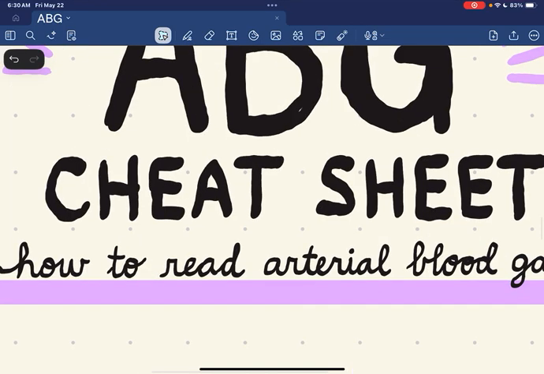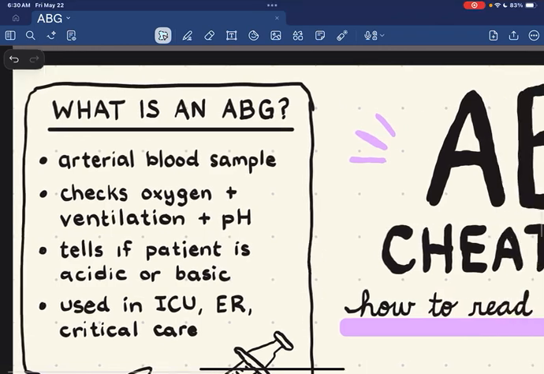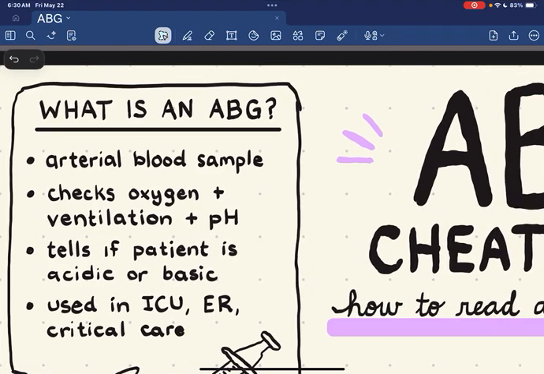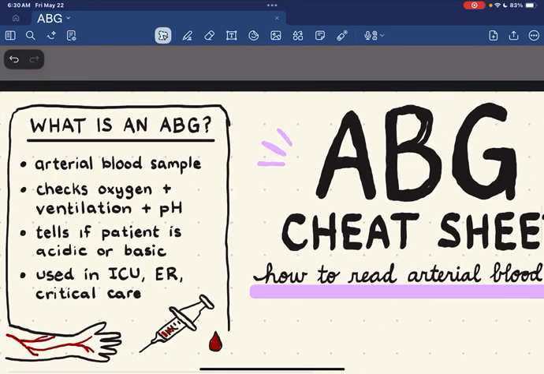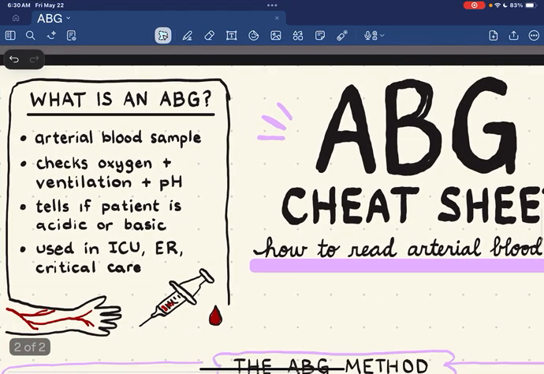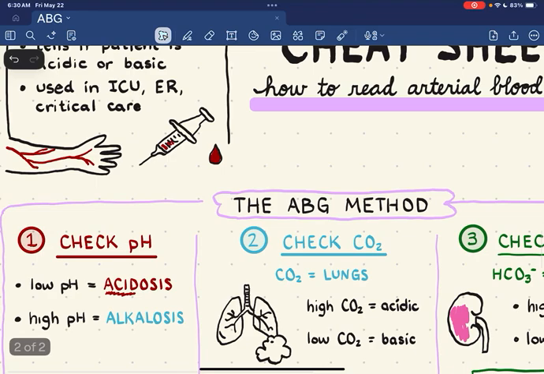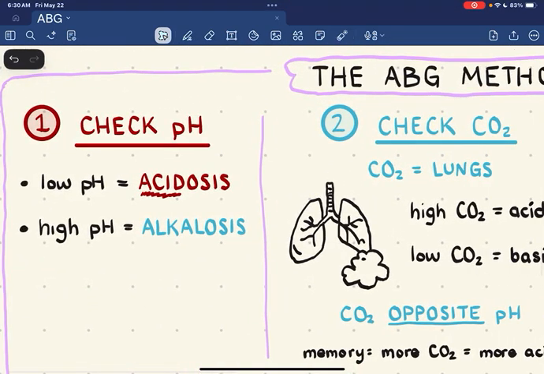So this test is called an ABG, and ABG stands for arterial blood gas, and it checks your oxygen and your pH. It's typically used in the ICU, ER, and in critical care. So the easiest way to understand this is first to check the pH. Think of pH like a balance, right? Too low is too acidic, too high is too basic, right?